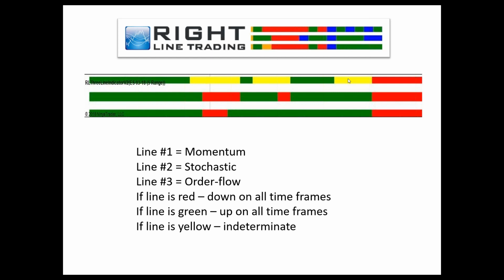And the third line is order flow. Same thing, looking at order flow in your 2 higher time frames. I'm going to show you how the indicator calculates order flow. And obviously, if it's red, it's down on your 2 higher time frames. If it's green, it's up on your 2 higher time frames. And if it's yellow, it's indeterminate, which means your 2 higher time frames are not moving in the same direction. So it gives you a very, very accurate assessment of what all of these parameters are doing on your 2 higher time frames only, and it doesn't look at price movement on the chart that you're trading.